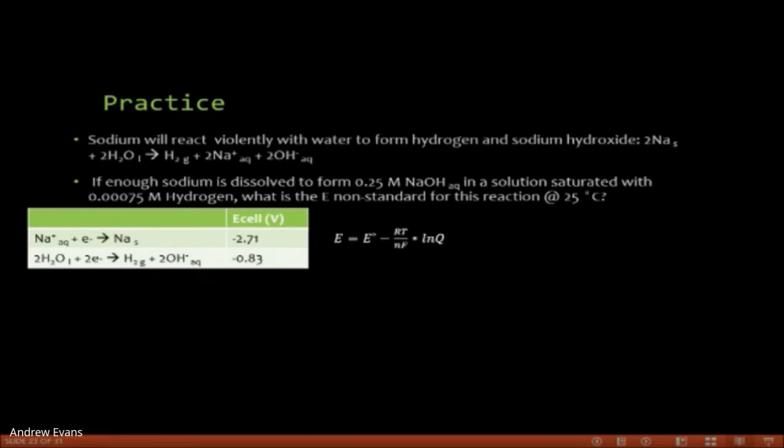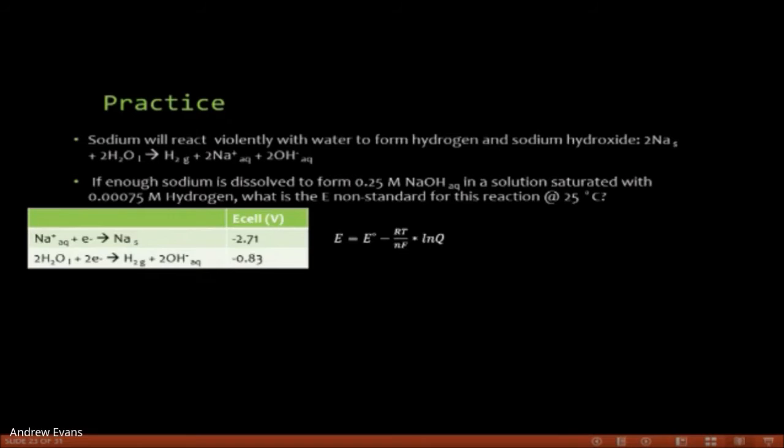So 2 sodiums plus water goes to hydrogen gas and sodium hydroxide, and it produces enough heat that this usually explodes. It ignites the hydrogen that it produces. Now, if we were to dissolve enough sodium hydroxide to make a 0.25 molar solution and put this in saturated hydrogen, what would the E non-standard be?